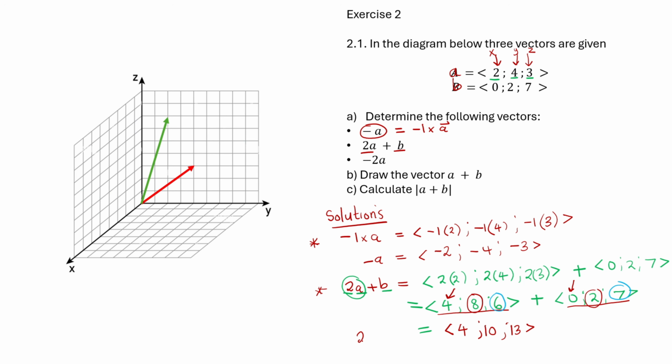So this is 2a plus b. This is your resultant, or the combination of 2a plus b. First, you multiplied a by 2 by multiplying each and every component by 2. Then you added b, and now you get 2a plus b. Now I'll leave you to draw this up, a plus b.